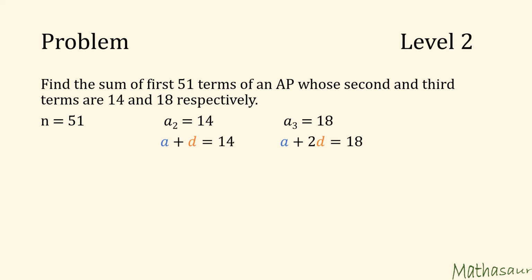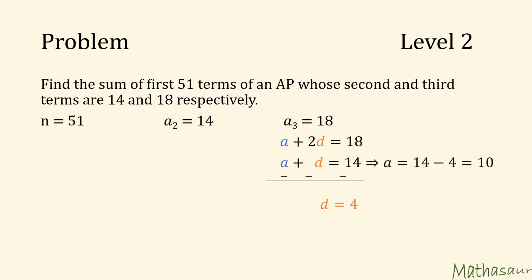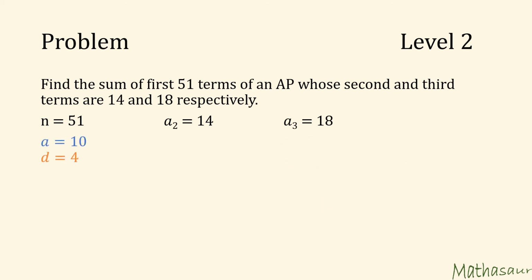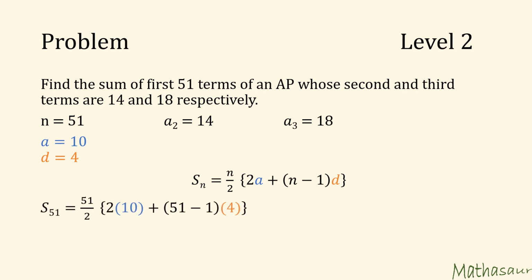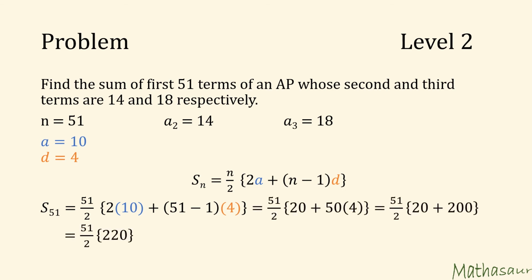Let us use the elimination method to find d is equal to 4. We can put this value of d in one of the equations and find out a is equal to 10. Now we can apply the formula for sum of n terms. Let us substitute the values to find that the sum of first 51 terms of this AP is 5610.